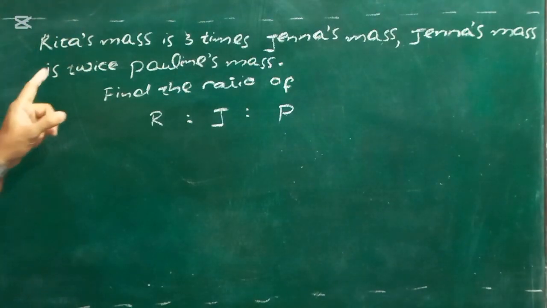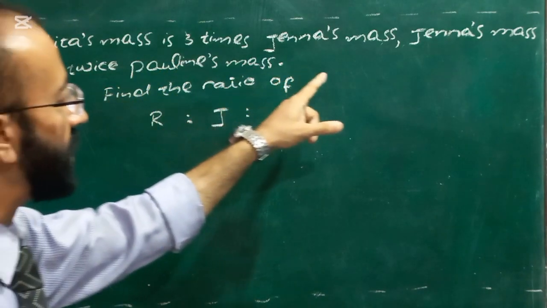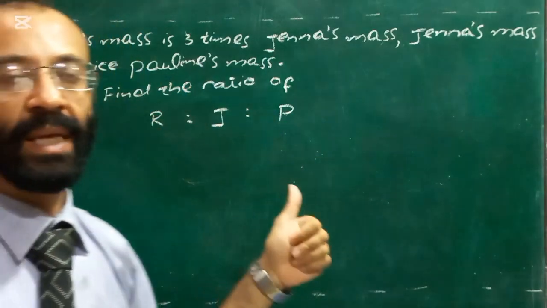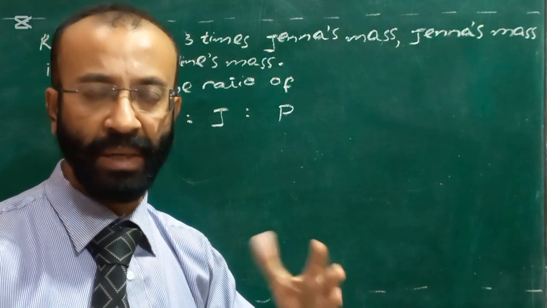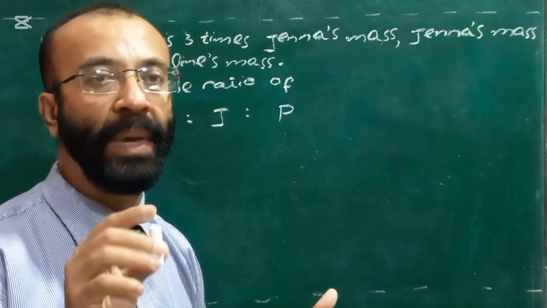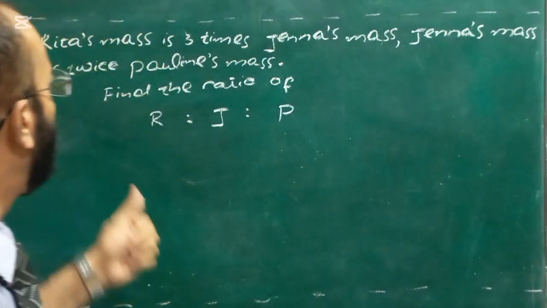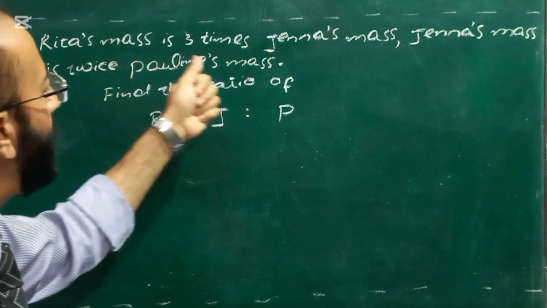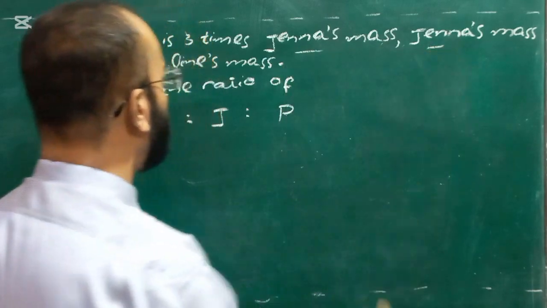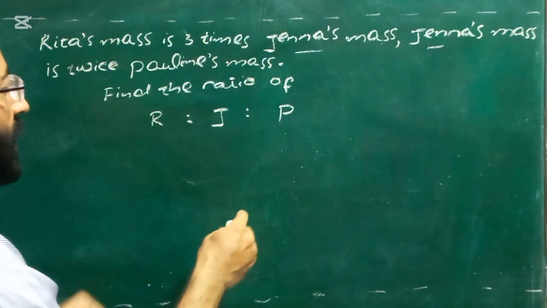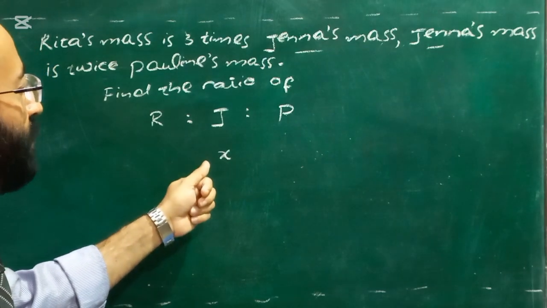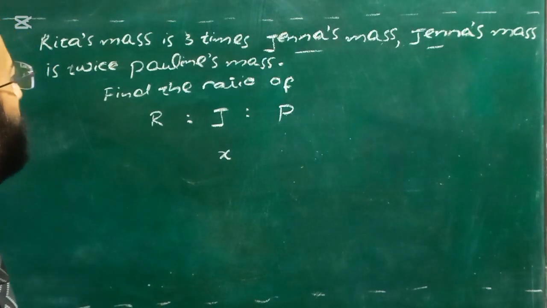Okay, the question is, Rita's mass is 3 times Jenna's mass and Jenna's mass is twice Pauline's mass. So in this kind of question, when more than one quantity is involved, particularly 3 quantities, we have to pick the quantity which is repeating. So look, Rita's mass is 3 times Jenna's mass and Jenna's mass. It means Jenna is actually repeating. So the thing which is repeating, we have to let that value. So suppose we let the mass of Jenna be x.